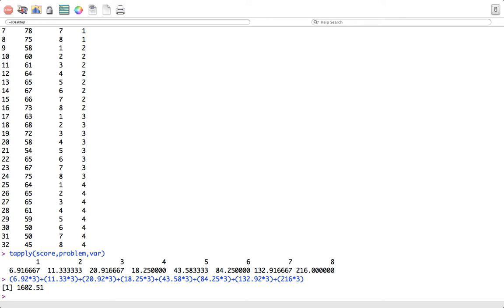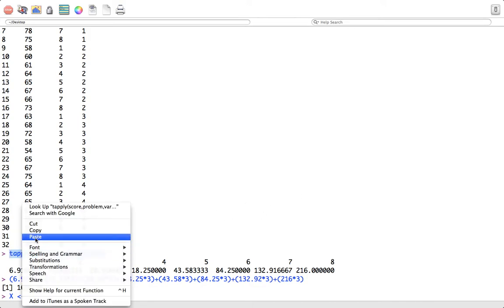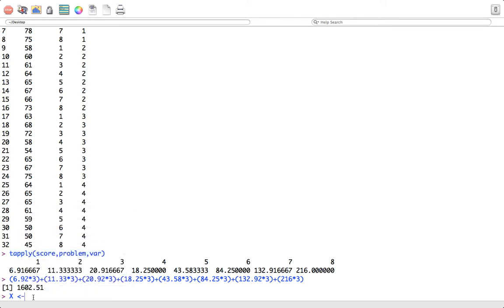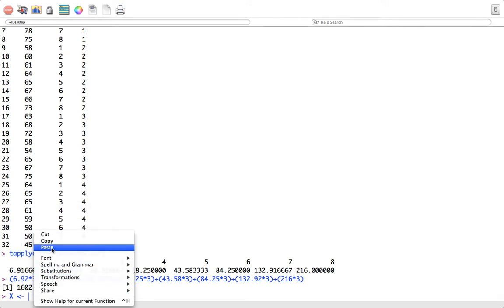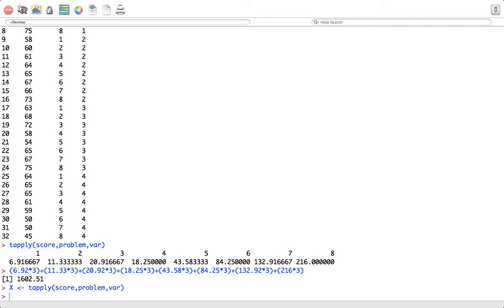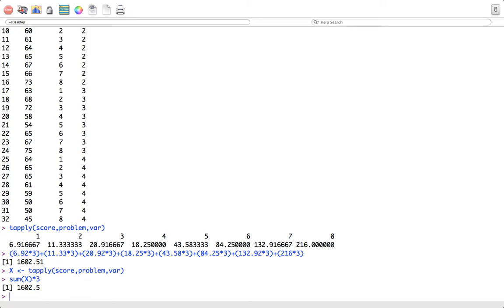Okay, I'm just curious, just for the heck of it, let's just call this, say, a capital X. I just got to do this. I don't know. Will it allow me to just save it as X and then do a sum of X times 3? Wow, that would have been a lot easier, wouldn't it? All right, you live and learn.